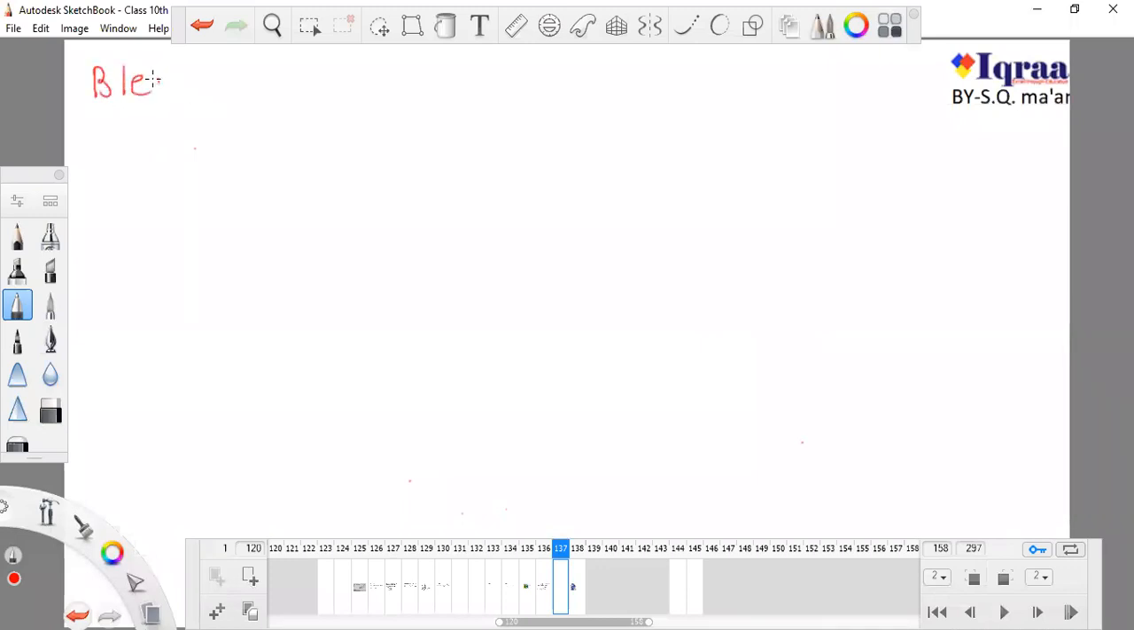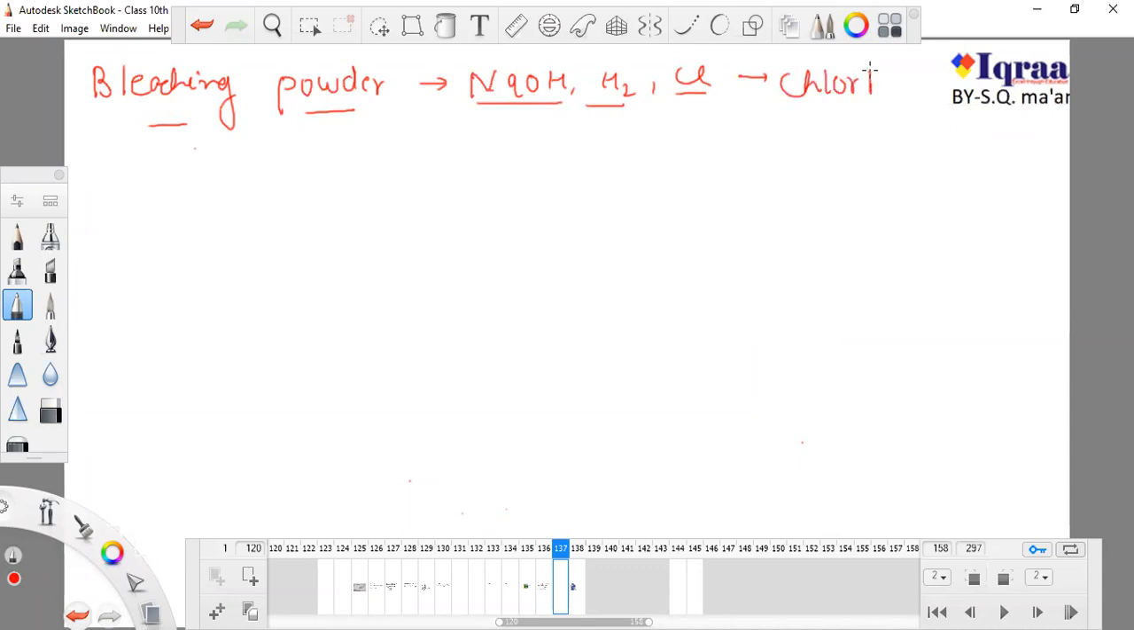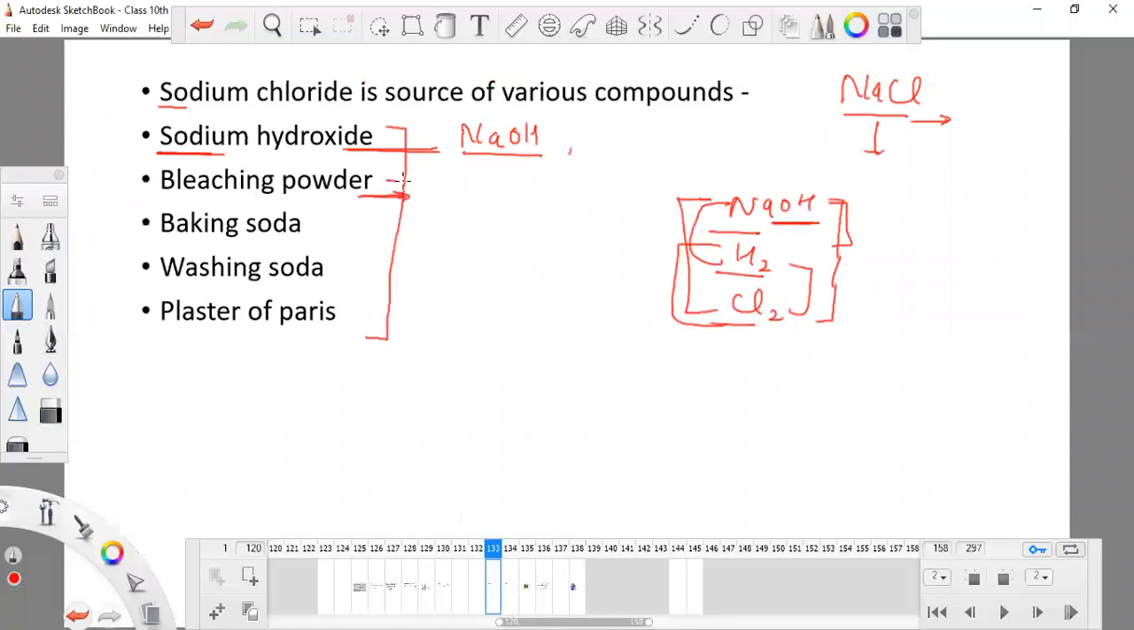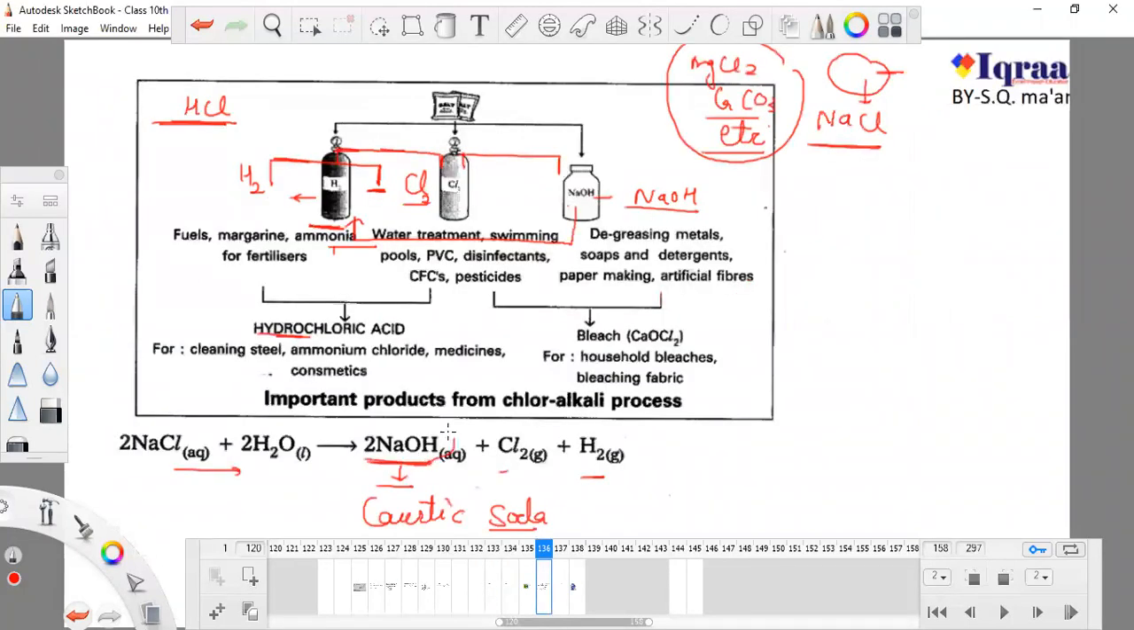So I'm starting from bleaching powder. Whatever we are making or producing, we will produce by using these three things, which were obtained from the chloralkali process. Only these we will use to produce all of these salts. And NaOH is produced by itself in this chloralkali process.